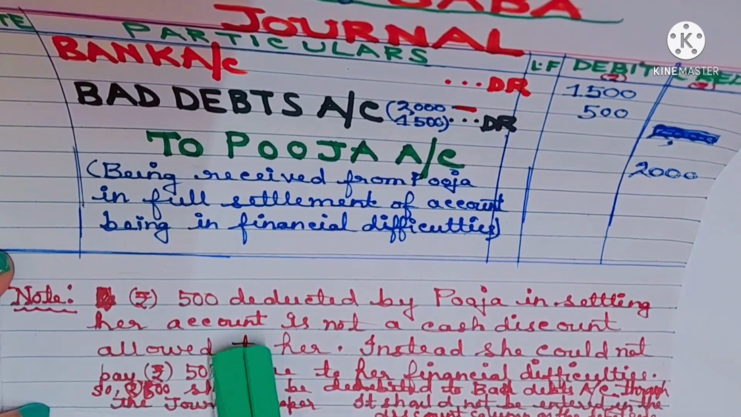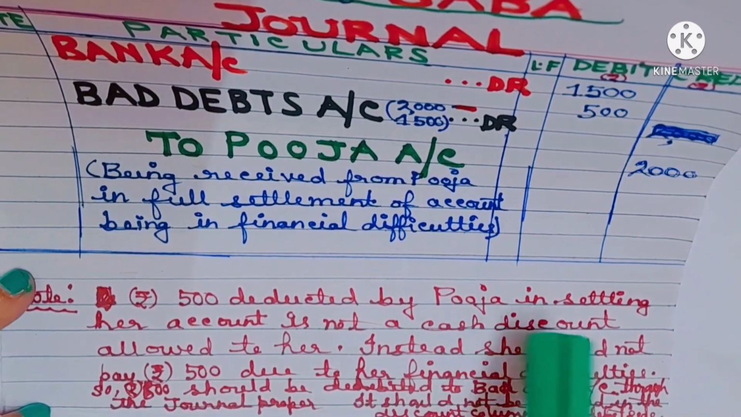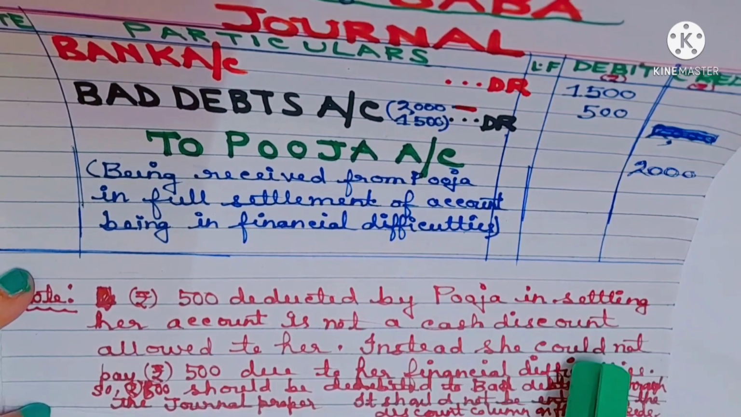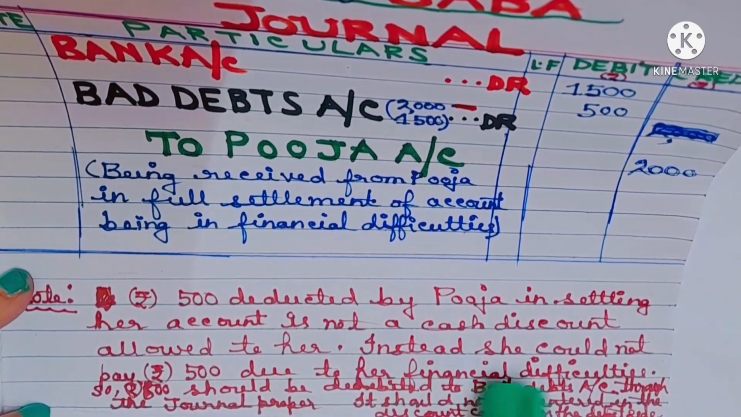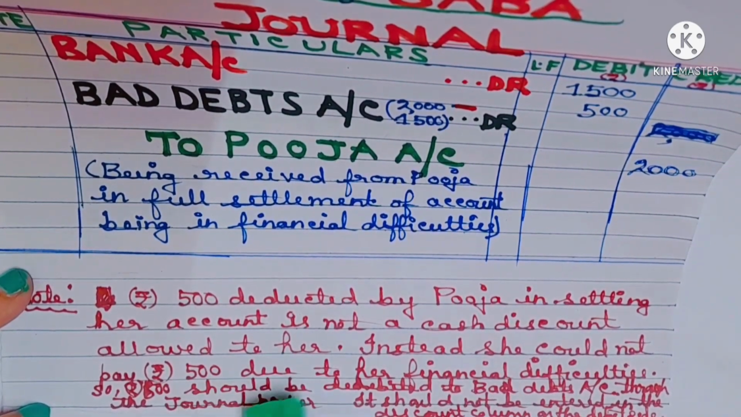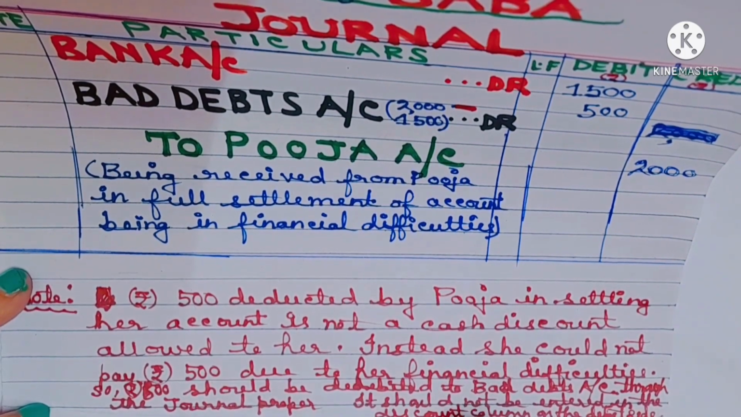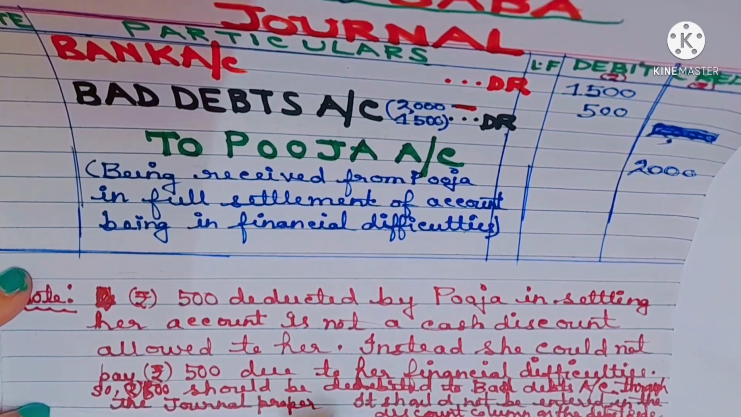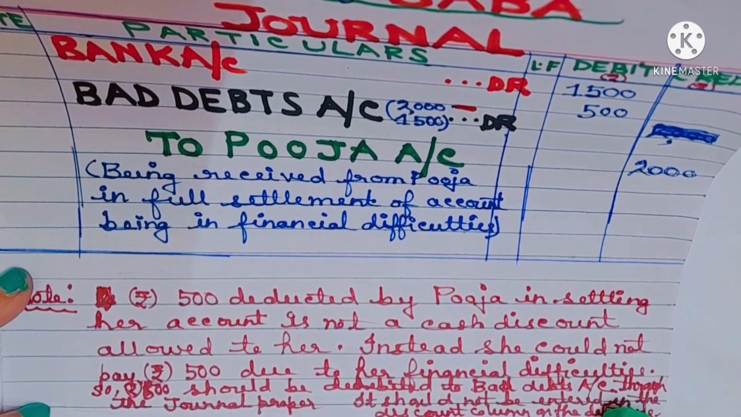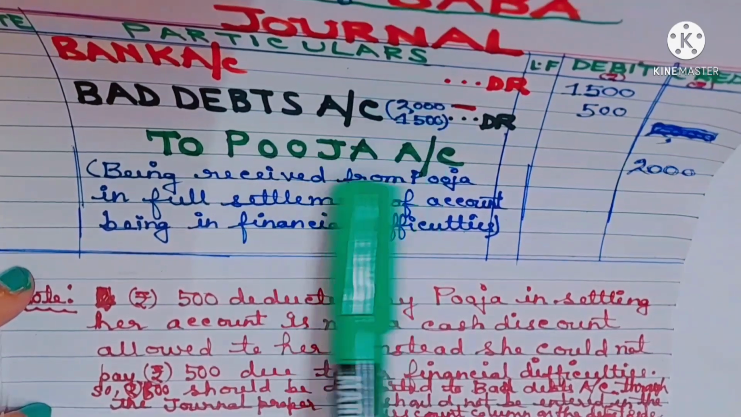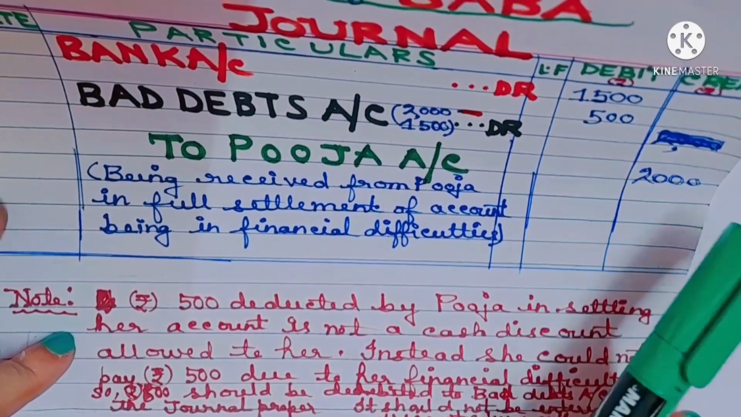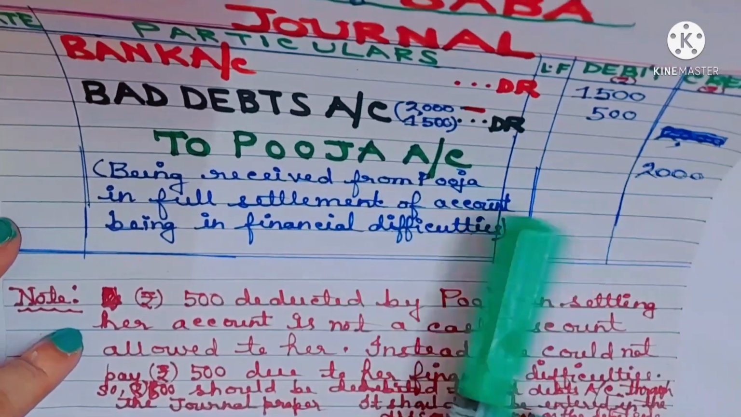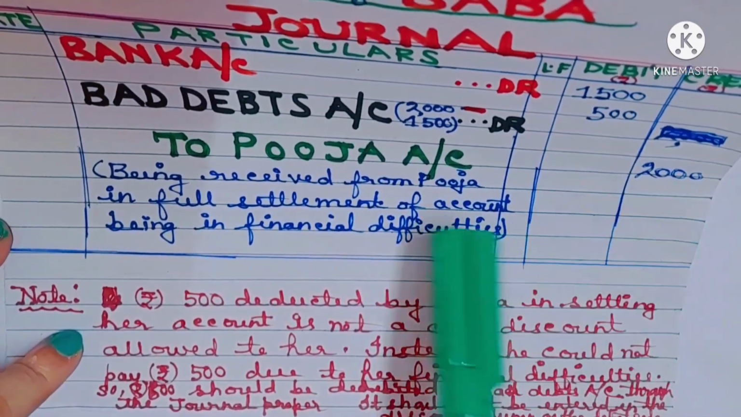Rupees 500 deducted by Pooja in settling her account is not a cash discount allowed to her. Remember this. Instead, she could not pay rupees 500 due to her financial difficulties. So, rupees 500 should be debited to bad debts account through the journal proper, and it should not be entered or recorded in the discount column on the debit side. Okay? So, bad debts account to Pooja account should be recorded in the journal proper. Bad debts account to Pooja account should not be recorded in the cash book. Instead, it will be recorded in the journal proper.